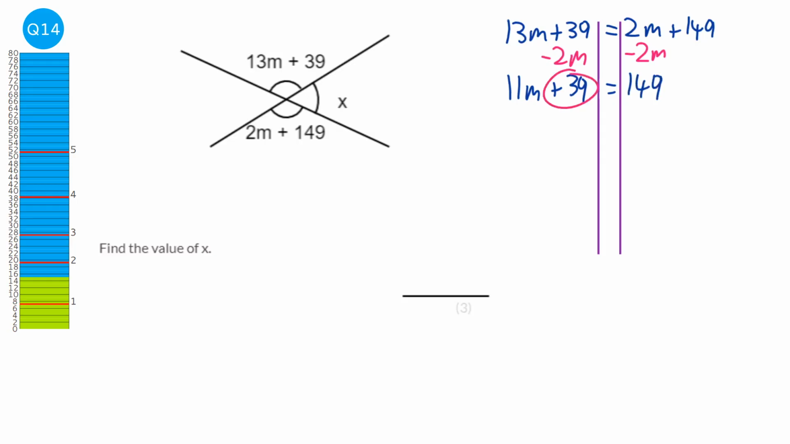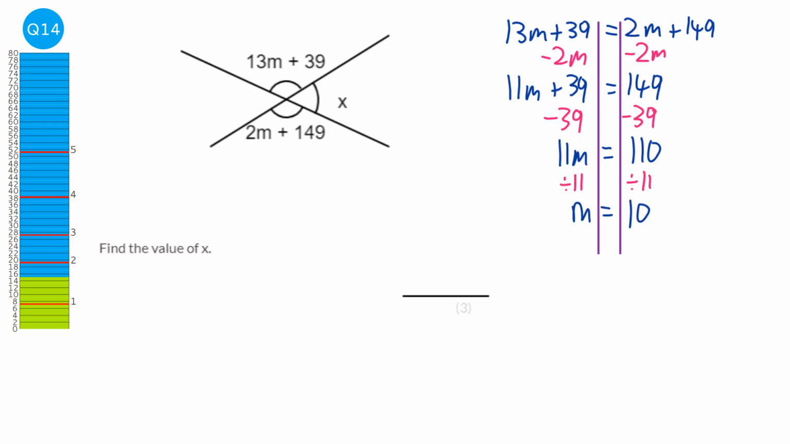Next we're going to remove the number. So take away 39 from both sides. And we've got 11m is equal to 110. And then we're going to divide both sides by 11 to find out what m is. So m therefore equals 10. So we know if m equals 10, we can then work out x.